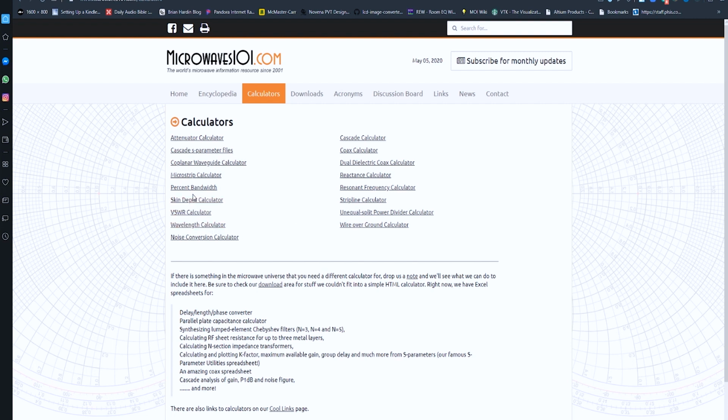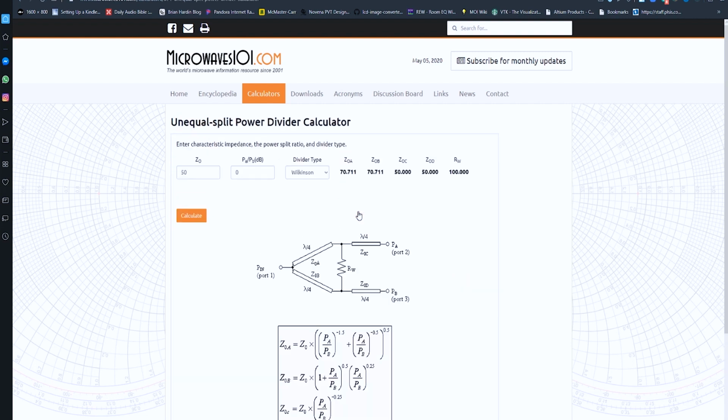So if we have, let's see, unequal split power divider calculator, and there's different types of power dividers here. We don't have time to talk about branch lines and rat races, but we'll do that in the couplers episode, which is going to be episode 5, because I consider those couplers.